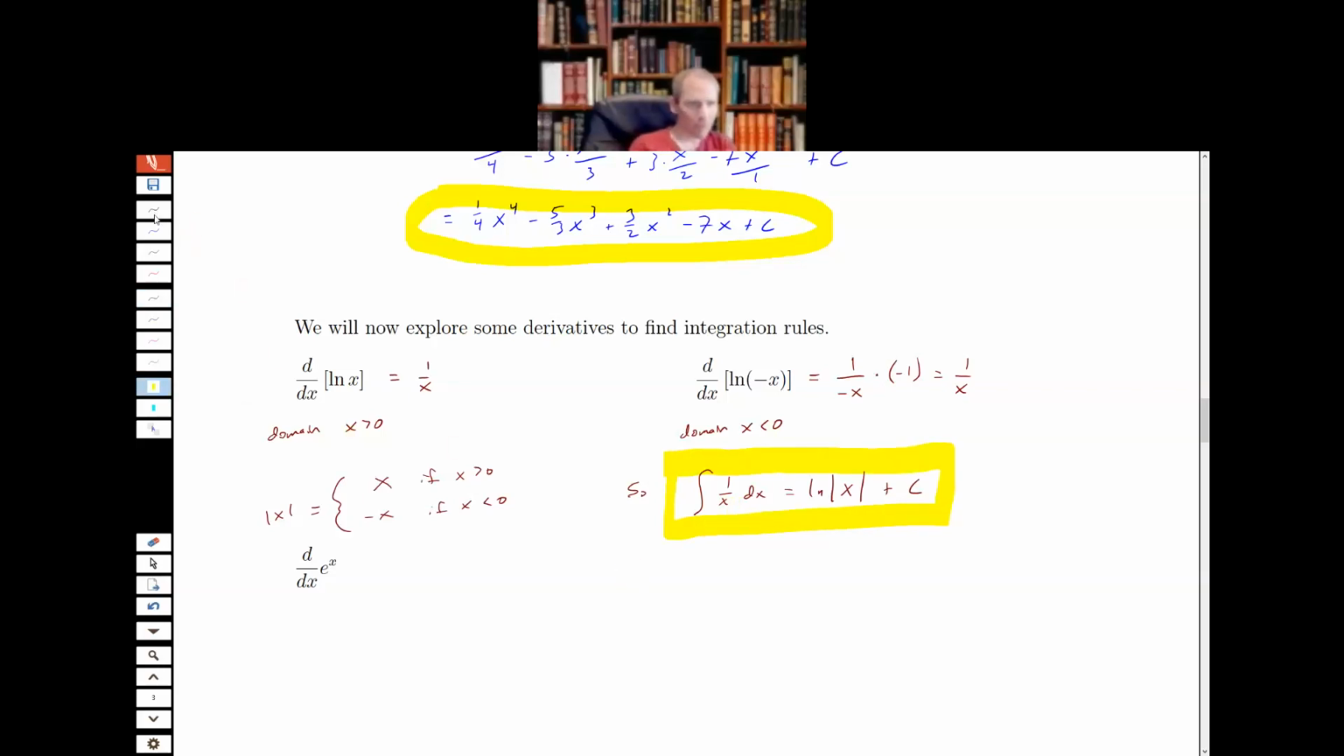Okay, let's look at another derivative rule. This next one is going to be nice. The derivative of e to the x is e to the x. So the integral of e to the x dx is e to the x plus c. That was nice and easy. No funny business with that one.